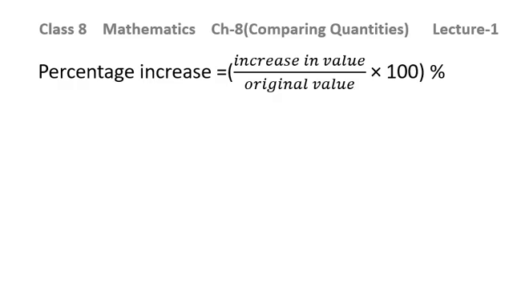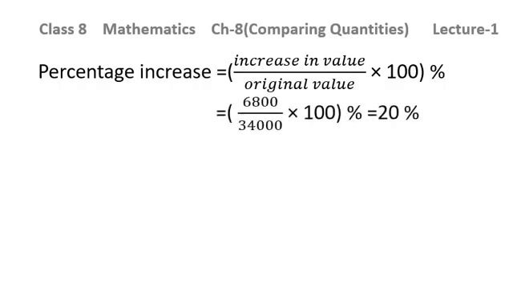We have seen the price has increased from 34,000 to 40,800. After subtracting the two, we got an increase in value of 6,800, and the original value was 34,000. So putting the values in the formula, increase in value, that is 6,800, over original value, that was 34,000, into 100%, will give you 20% as your answer. So the percentage increase is 20%.